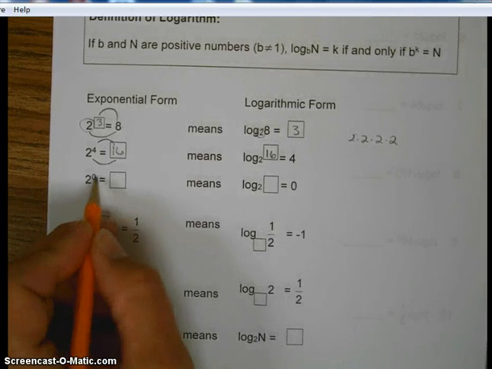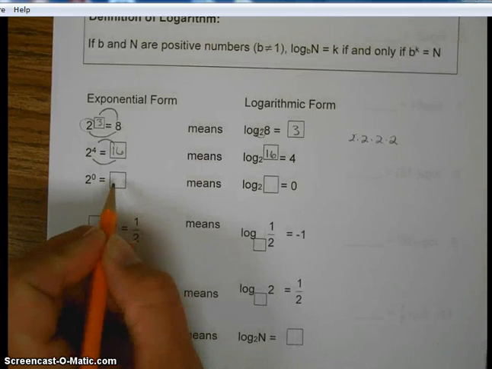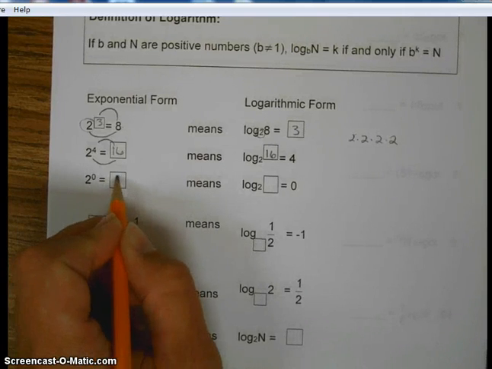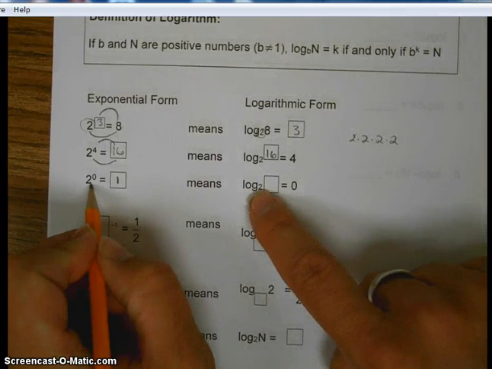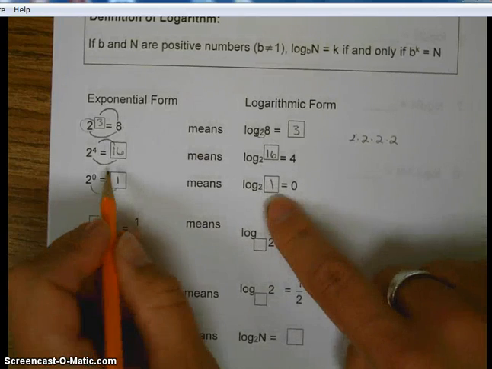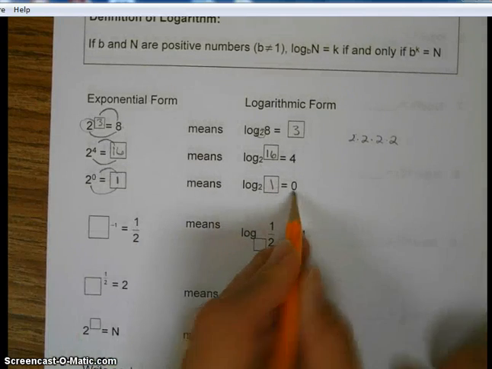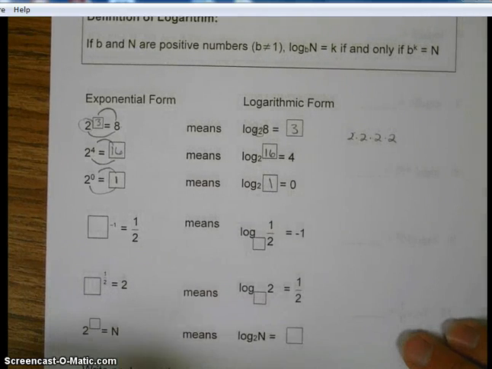Okay, we know this rule from exponents. 2 to the 0 power is, that's right, 1. So going in that circular motion, 2 is the base, 1 is going to be our argument, and 0 is going to be our exponent, or our answer to our logarithm.